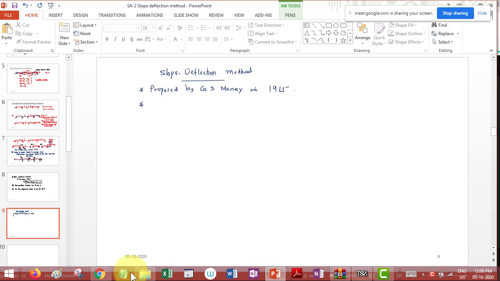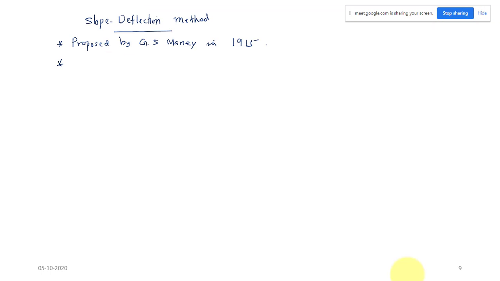But this method we can develop in matrix form, and that was the basis of the stiffness matrix method. The stiffness matrix method is a displacement method of analysis. It is a matrix method, okay? And that was really the basis for the finite element method, which is a very famous method.